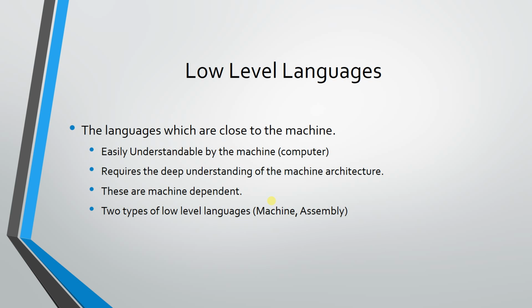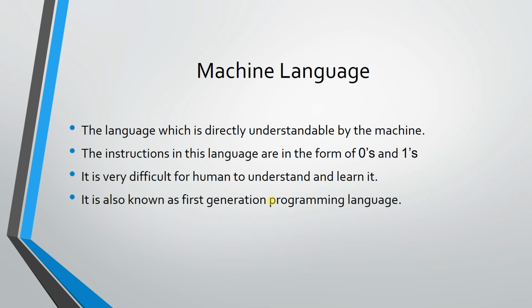So what is the machine language? The language which is directly understandable by the machine. The instructions in this language are in the form of zeros and ones, in binary form. So this language is very difficult for humans to understand and learn, because humans write in English-like words and the decimal number system, but the computer understands only the binary number system, zeros and ones.